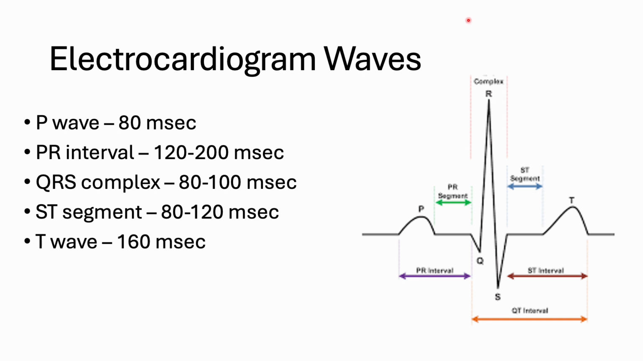If you know what normal sinus rhythm looks like, and you can describe the P wave, the QRS wave, and the T wave, you can already determine a lot of irregular heart rhythms by comparing them to this.